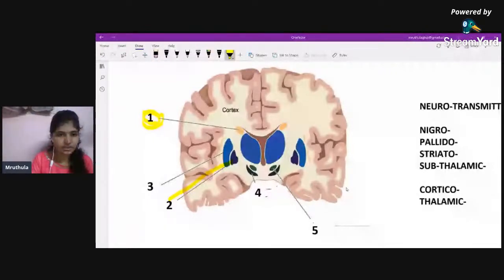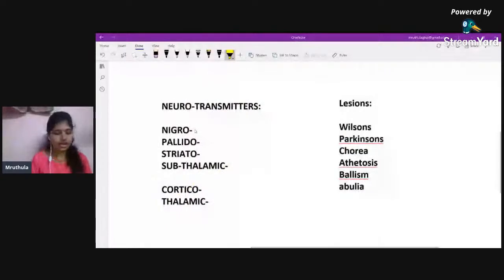Then let us see the neurotransmitters. I think you can tell this one, but I do not know if you can remember it right now. By practice, you will remember it. So now I'll just tell it myself. Just observe and try to recollect. Regarding neurotransmitters, nigro, pallido, striato, subthalamic, cortico, thalamic, and so on are all prefixes, okay? Whenever you get a prefix, remember these are the neurotransmitters in that connection.